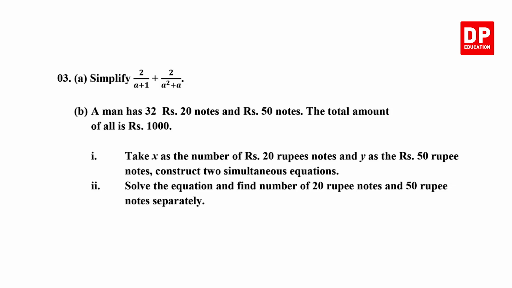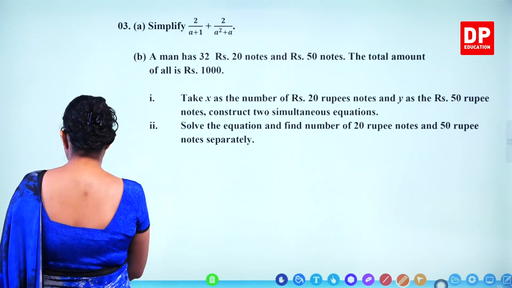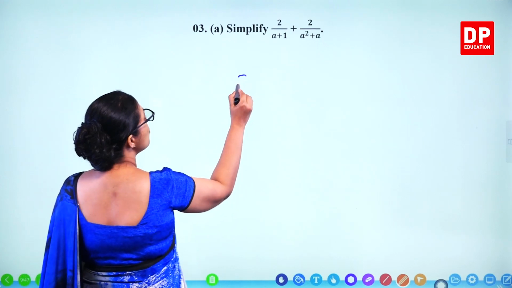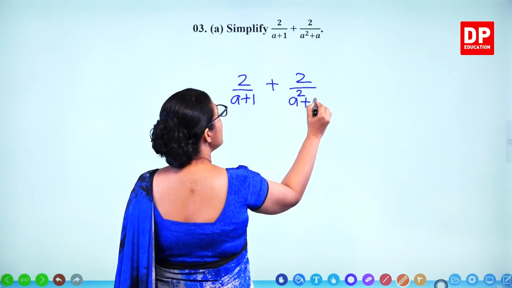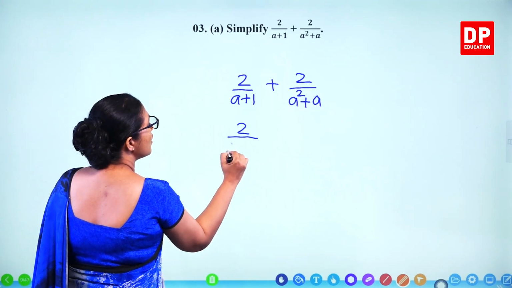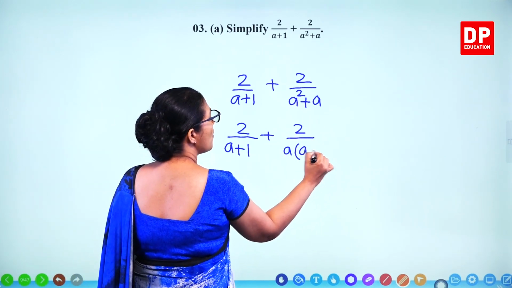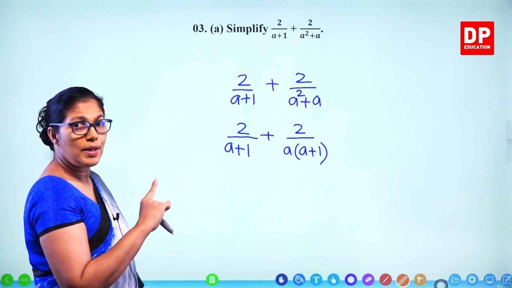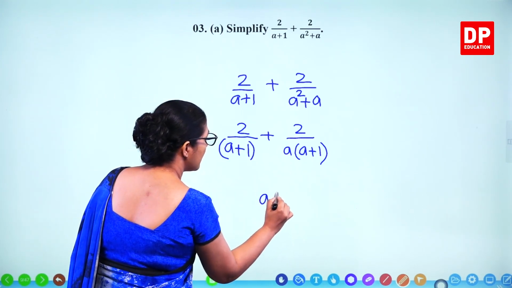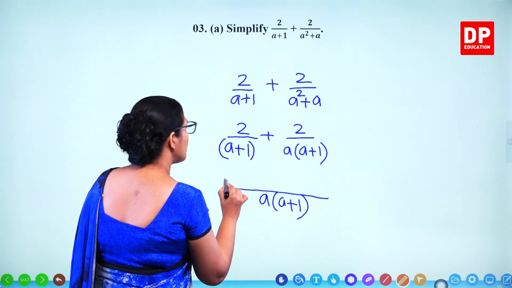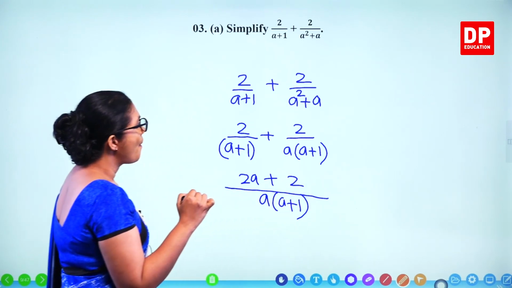Question number 3, algebraic fractions are there and then simultaneous equations. Simplify 2 over a plus 1 plus 2 over a squared plus a. You need to factorize this. What are the factors? You can take a out and then the remaining one is a plus 1. Now we can find out the lowest common multiple. A plus 1 is there and a. So that means you have to multiply this by a and this one you don't need to multiply.